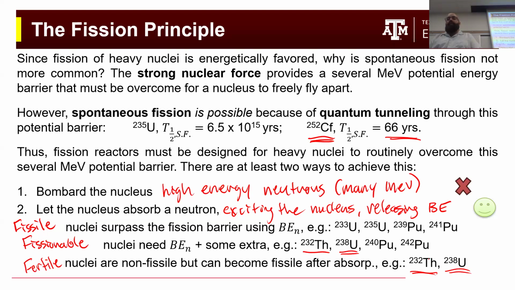So in the case of thorium, it absorbs a neutron and it goes through the decays and it eventually becomes uranium-233, which is fissile. And uranium-238 can absorb a neutron, go through some decays, and eventually become plutonium-239, which is also fissile.